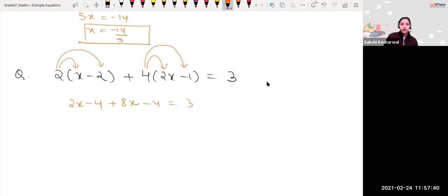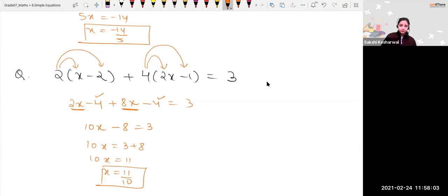Now you just see that this and this are like terms, because 2x and 8x is equal to 10x, right? And minus 4 and minus 4 is minus 8 is equal to 3. Now minus 8 will be transposed to this side. So it is 10x is equal to 3 plus 8. So 10x is equal to 11. So x is equal to what, beta? 11 by 10. That's it. This is your answer, right? This is how we do.